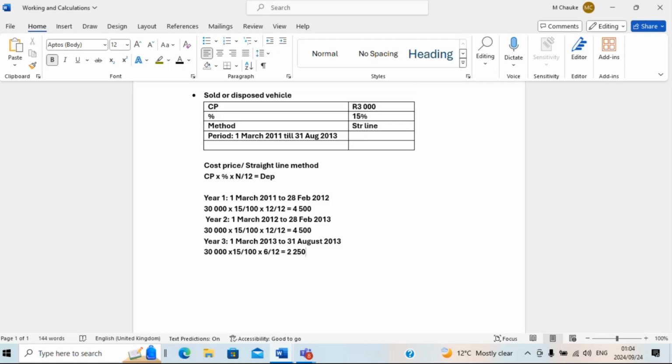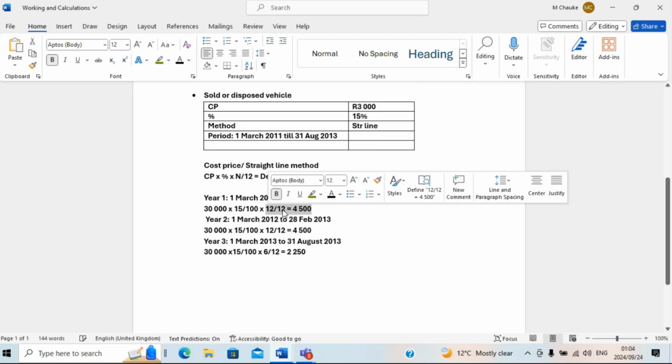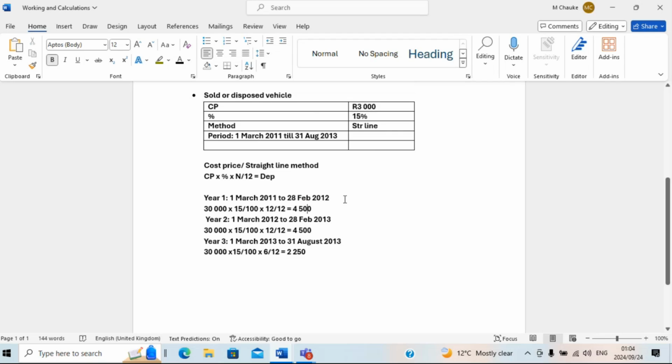2,250. That is the depreciation for the current year for the sold or disposed vehicle, right? We've got depreciations for 3 years, so it means 3 years and a half. 3 years and a half is going to be 30 months. 30 months, that's the period. That's how I determine this one's period.